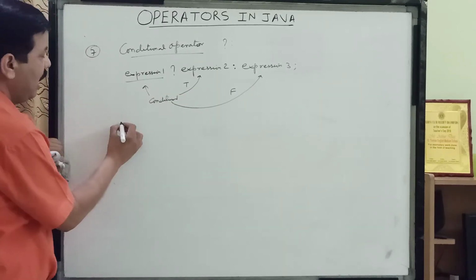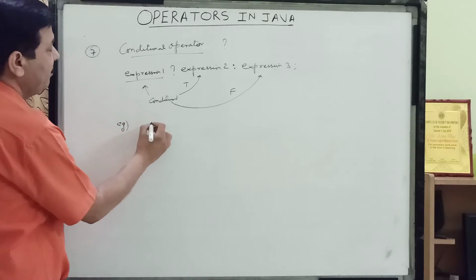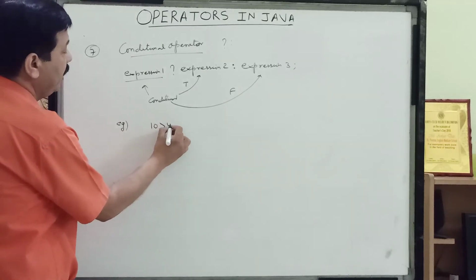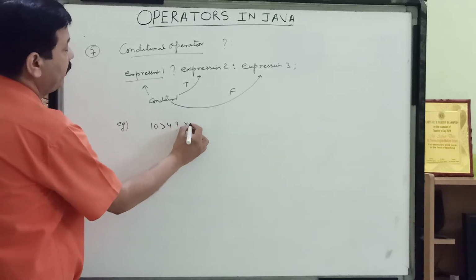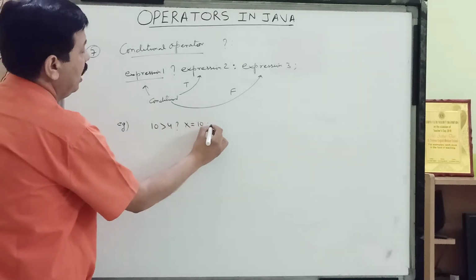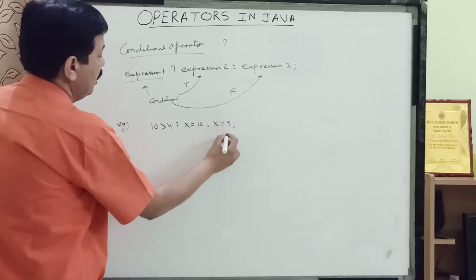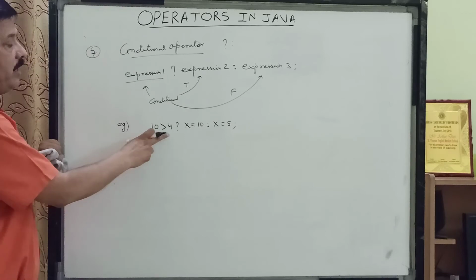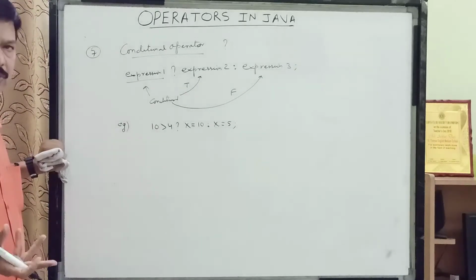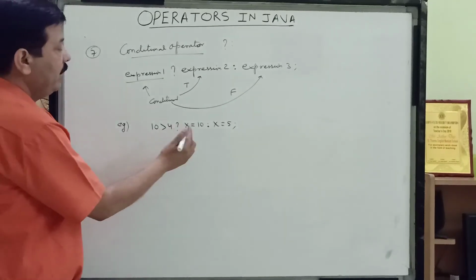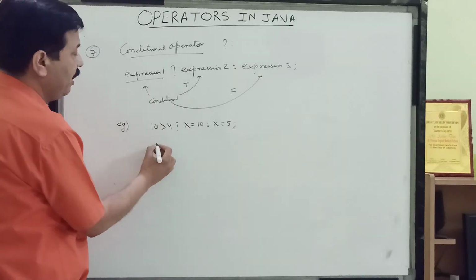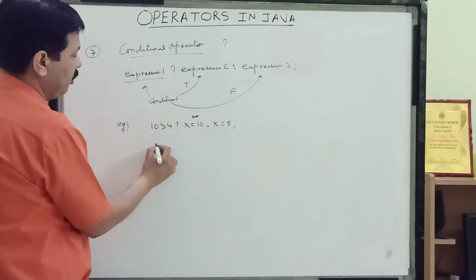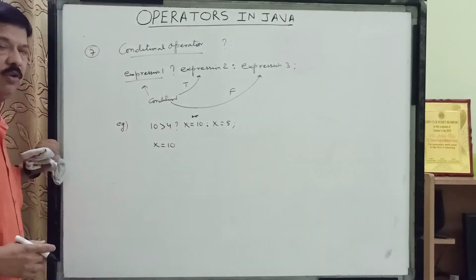Say for example, I write here, say if I write 10 is greater than 4, question mark, x is equal to 10, colon, x is equal to 5. Now children, this is the condition which I have put over here. Now is 10 greater than 4? Yes, it is true. So if it is true, then this expression will get executed and x will store a value of 10.